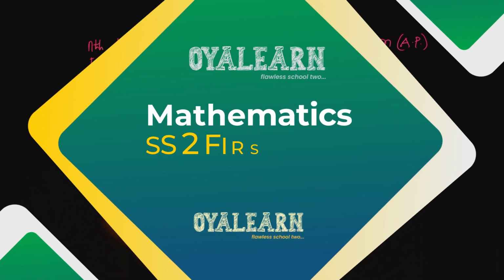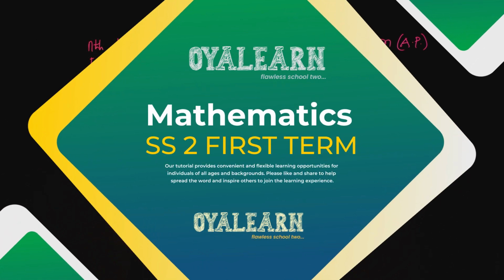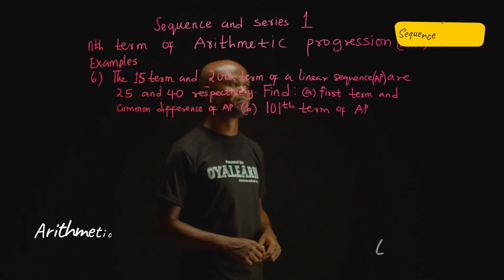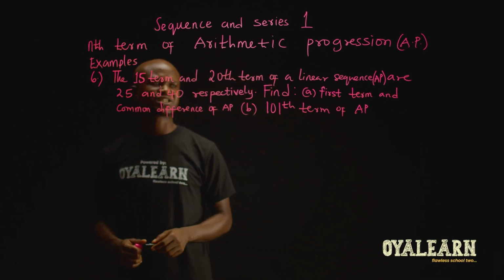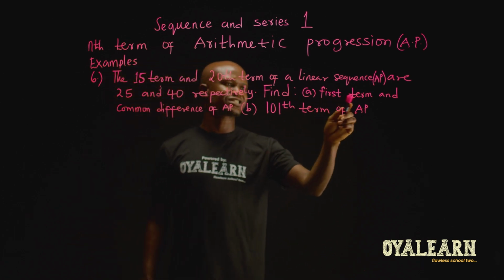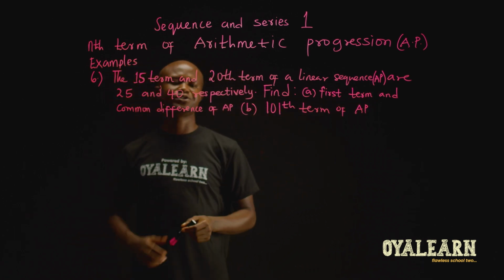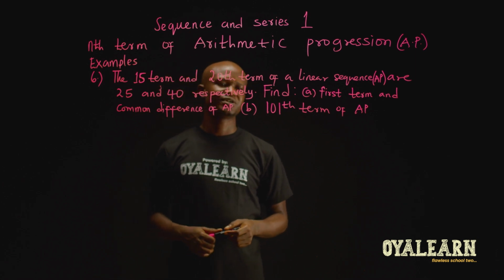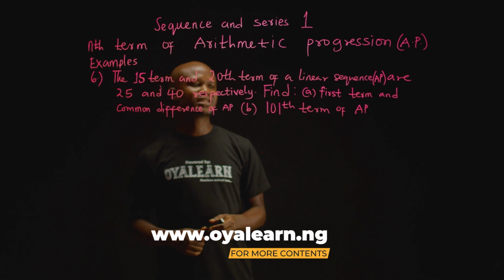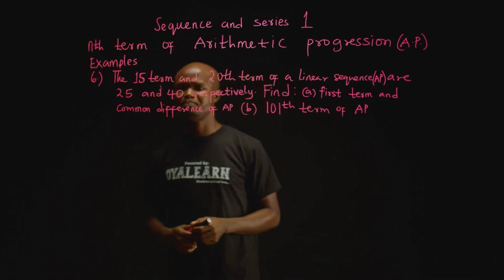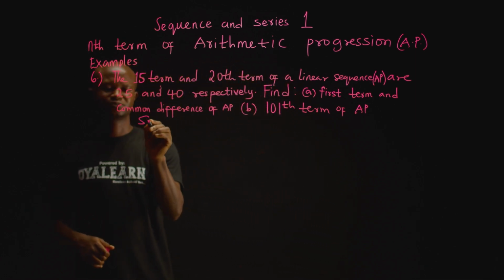The 15th term and 20th term of a linear sequence, that is AP, are 24 and 40 respectively. Find the first term and common difference of the AP. B. Find the 101st term of the AP. Solution.